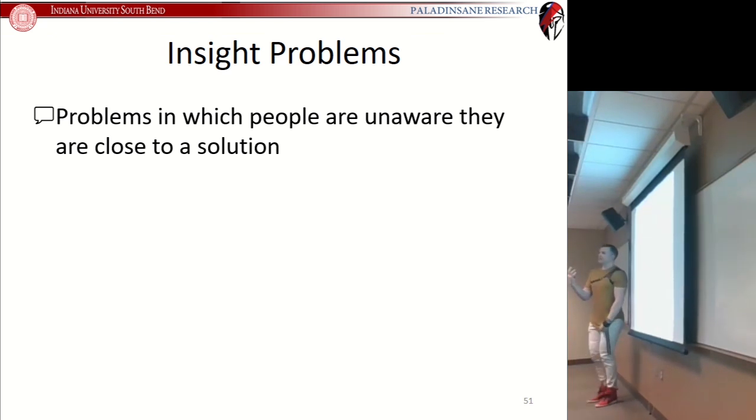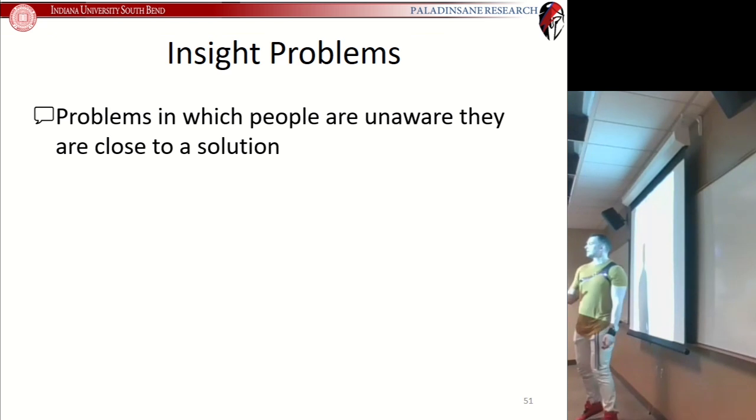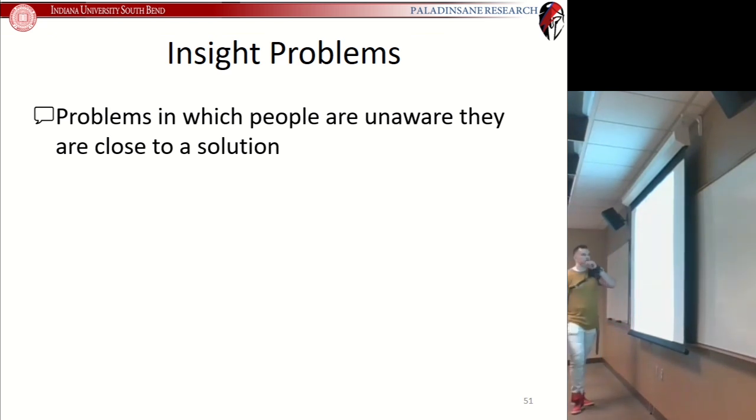The eggs in the basket was not an insight problem because in that problem, you were well aware that you were getting closer to a solution. I had 6 eggs in the basket, now I've got 5. I had 5 eggs, now I've got 4. I had 4, now I've got 3. You saw that you were moving closer and closer to the solution. In an insight problem, you are unaware. You have no idea that you're actually getting close to a particular solution.